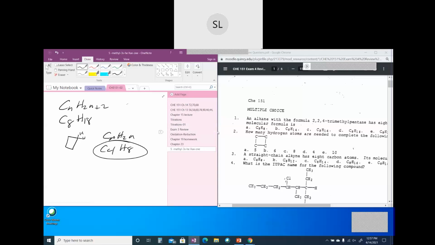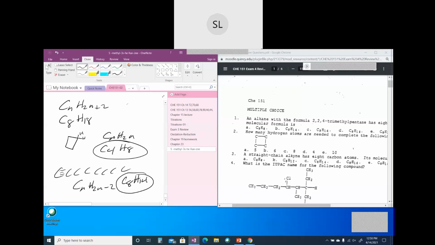Number 3, a straight chain alkyne. A straight chain alkyne with 8 carbon atoms. All right, so 1, 2, 3, 4, 5, 6, 7, 8. All right, so you have an 8 chain carbon. All right, again, you can count all the H's, or if you know the alkyne is CnH2n minus 2, and they tell you that there are 8 carbons. So now you have C8, and now you've got 16 minus 2, which is 14.